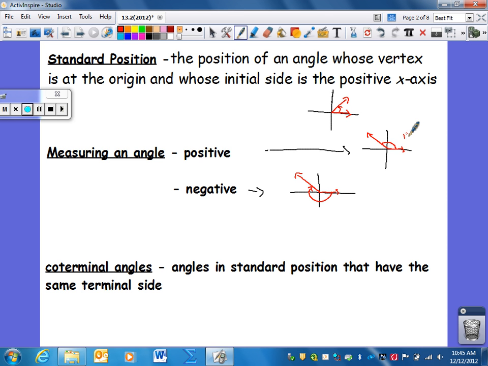Again, this was a positive 135. This was a negative 225. If I added those two together, I should say the absolute value of those two together, what's 225 plus 135? 360. How many degrees are in an entire circle? 360.